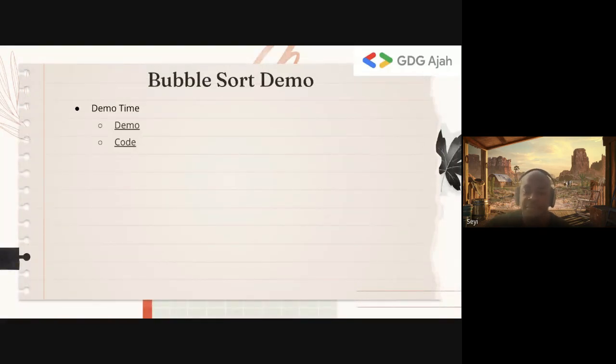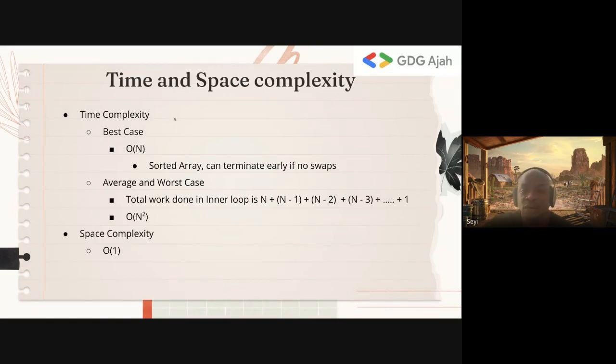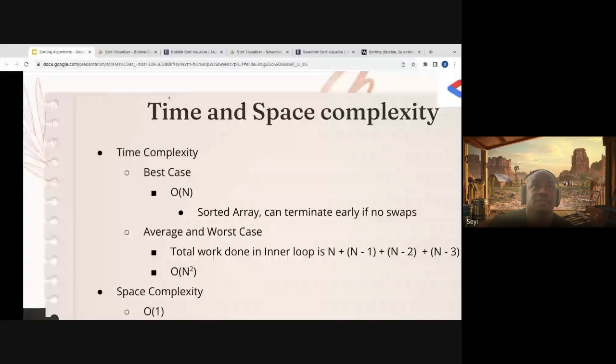Okay, we are still happy. What's the time complexity of bubble sort? Now, the best case for bubble sort is O of n. And why is it O of n? Let's see.